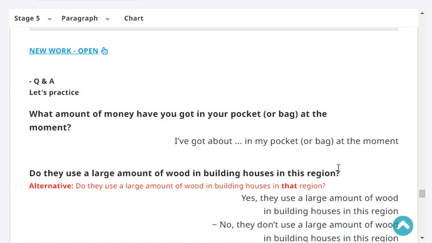What amount of money have you got in your pocket at the moment? I've got about 100 yen in my pocket at the moment. Very good.